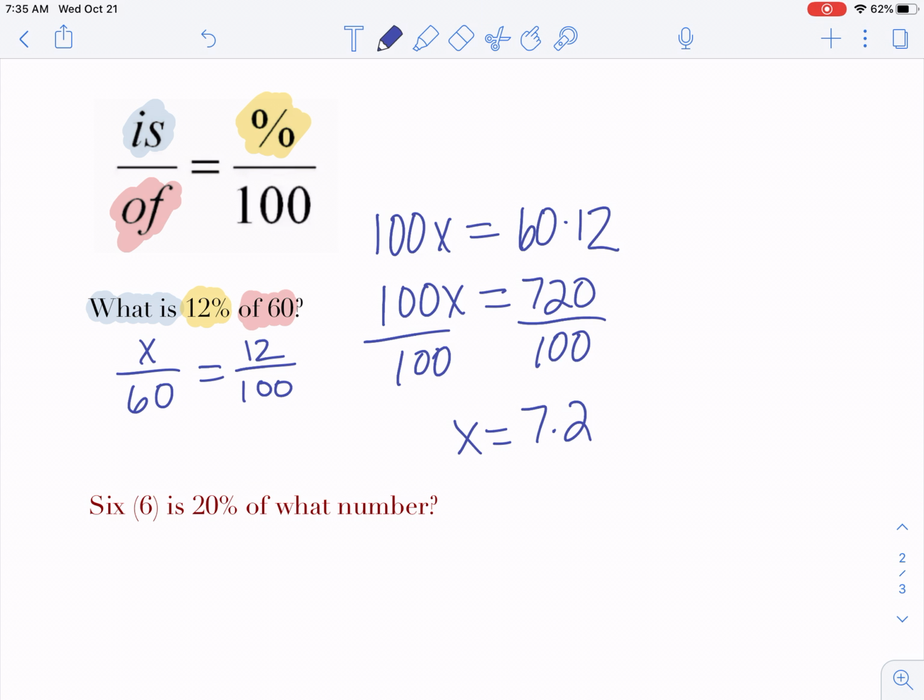So I will not round when I am asked to find a number. I will not also put a percentage sign behind this value because I'm not asked to find a percent. I'm asked to find a number.